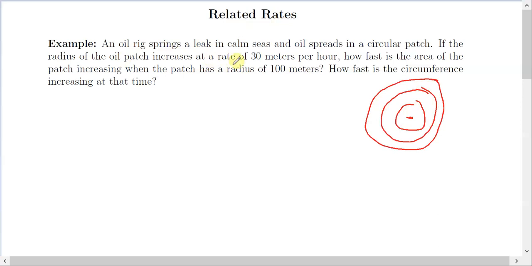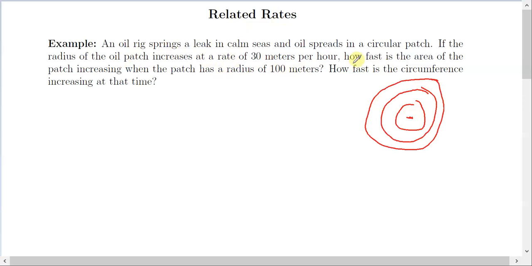So you've got this patch increasing at a rate of 30 meters per hour, the radius is, and we want to know how fast the area of that oil patch is increasing at the point when it's got a radius of 100 meters across. So that's our question. It sounds a little complicated. How do you figure that stuff out?